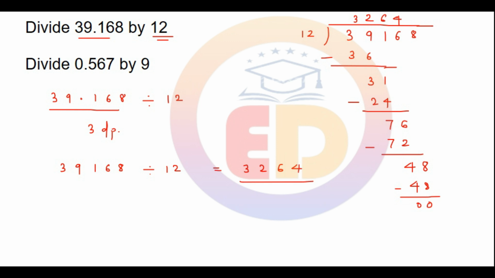Let us now place the decimal point. In our original number there were 3 decimal places. So in the final answer also I should have 3 decimal places. And for that, let's count 3 digits from the right side: 1, 4, 2, and the third digit will be 6. Let's place the decimal point. Our final answer will be 3.264.